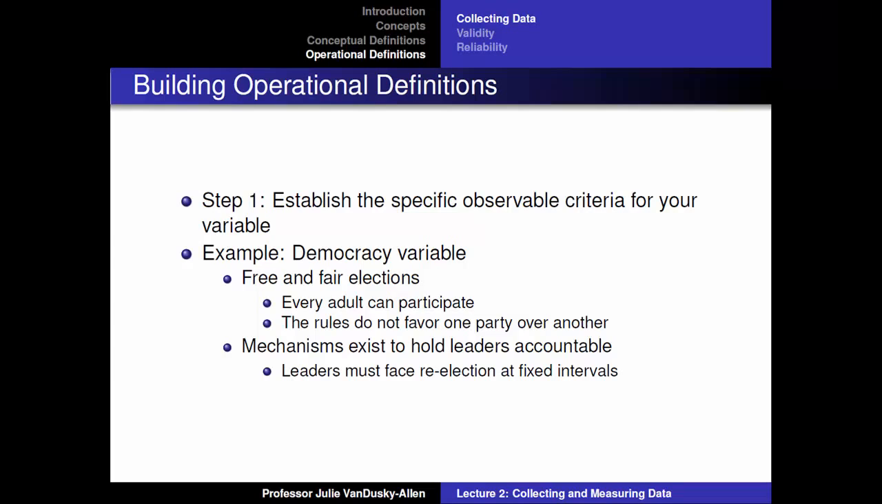Next, we will discuss how to develop an operational definition. Recall that an operational definition tells us specifically how the concept is measured. The first step is to establish the specific observable criteria for your variable. For example, if we were measuring democracy and we wanted to measure elections, we would specifically examine whether a country has free and fair elections, where every adult can participate and the rules do not favor one party over the other. In addition, we will want to make sure leaders are held accountable. One observable and measurable way leaders can be held accountable is having to face re-election at fixed intervals.